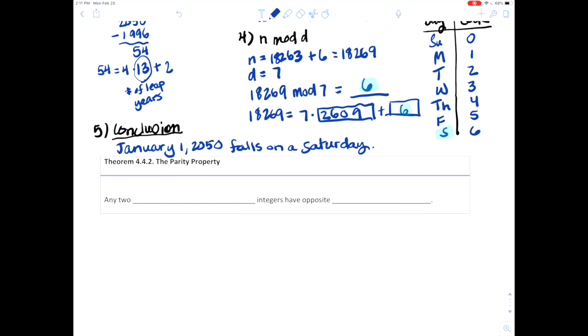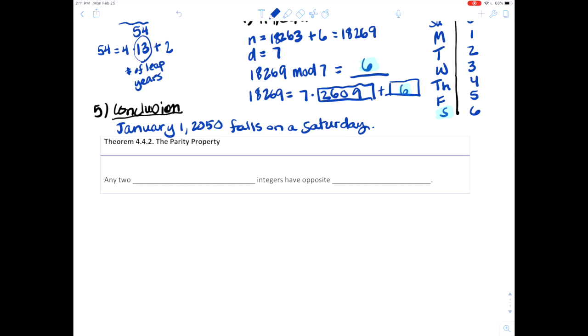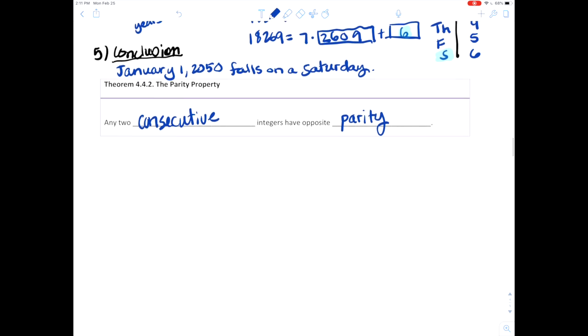This is a theorem involving parity. Parity means that you've got odd and even. And so opposite parity means that if one is odd, the other would be even, or vice versa. So any 2 consecutive integers have opposite parity. So let's check it out.